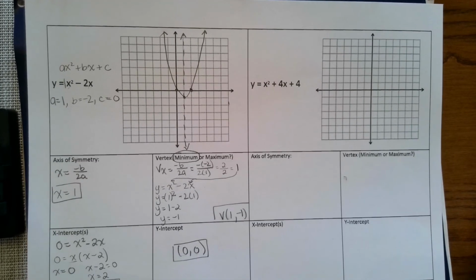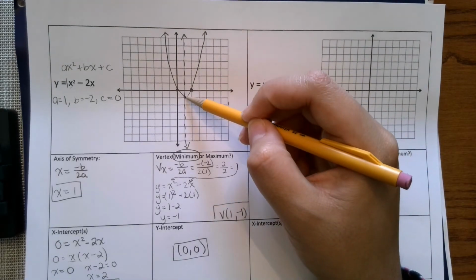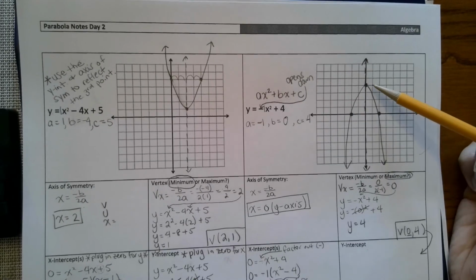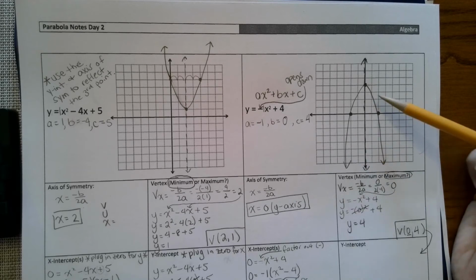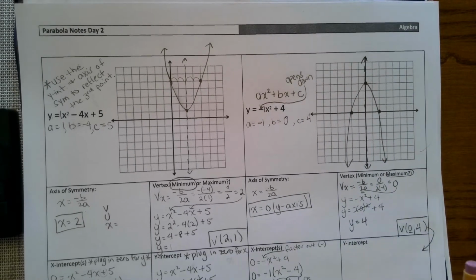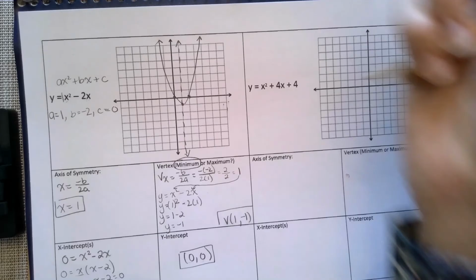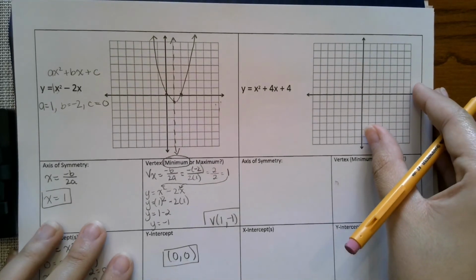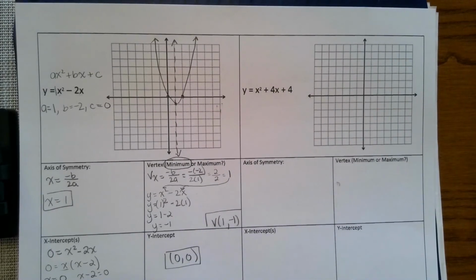So to kind of summarize that, if your parabola opens up, like here, your vertex is a minimum. But if we look at number 2 here, if your parabola opens down, your vertex is the highest point. It's the maximum. And I think that will kind of make more sense as you start practicing and graphing them a little bit more on your own.